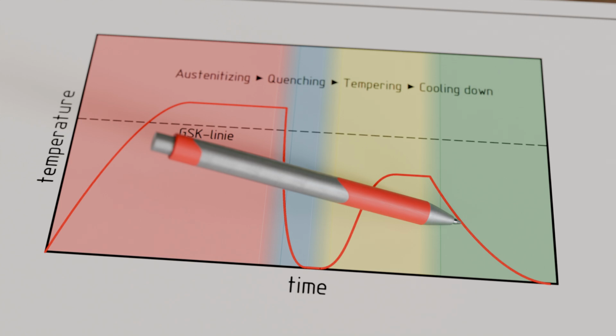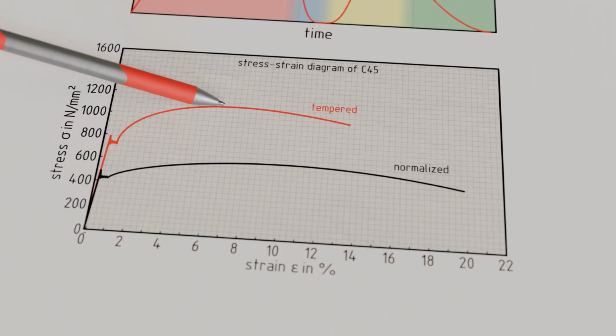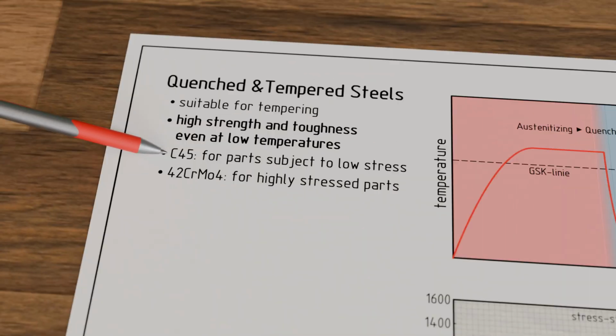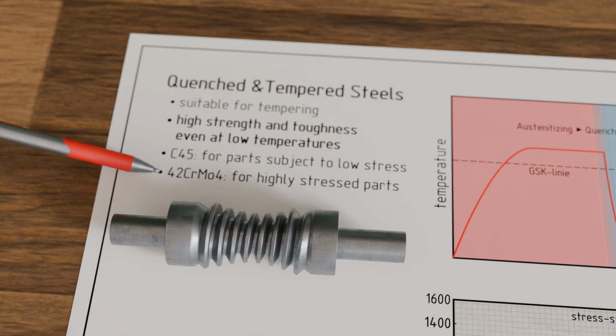They can be non-alloyed or alloyed, and may be either quality steels or stainless steels. One example is the non-alloyed quenched and tempered steel C45, which is often used for moderately loaded components such as bolts or axles. The illustrated stress-strain diagram compares the normal annealed condition with the quenched and tempered condition, clearly showing the significantly higher strength after heat treatment. For more heavily stressed components such as shafts, worms, or gears, the quenched and tempered steel 42CrMo4 is typically used instead of C45.